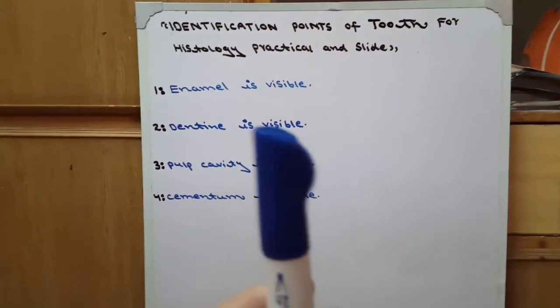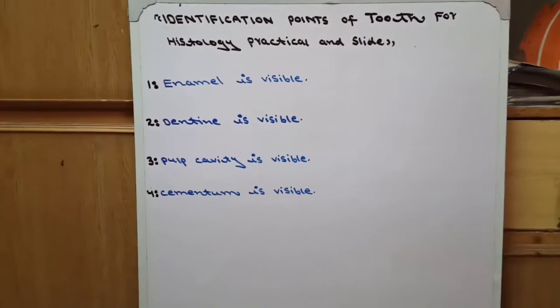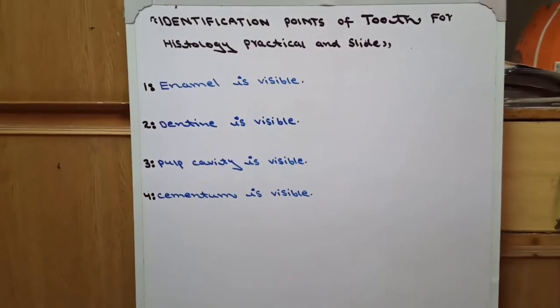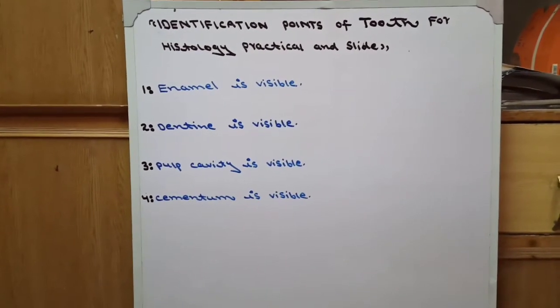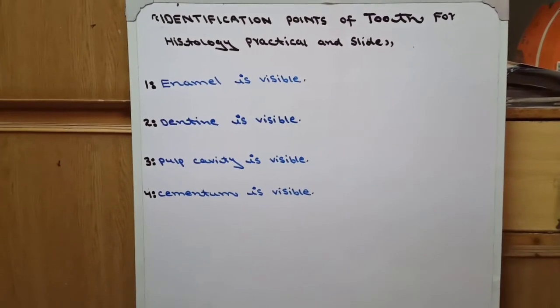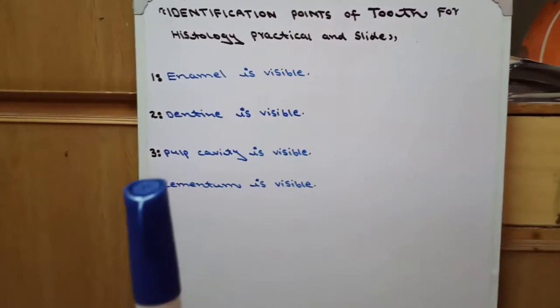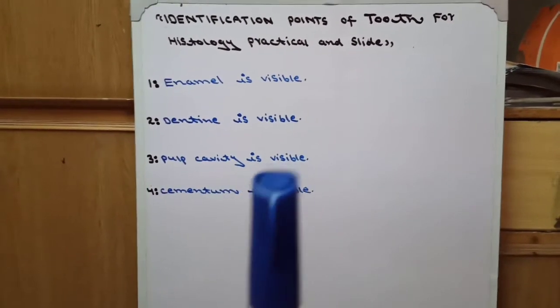Number two, dentine is visible. Dentine is the second layer of tooth, which is present below the enamel and is yellowish in color and has dentinal tubules.